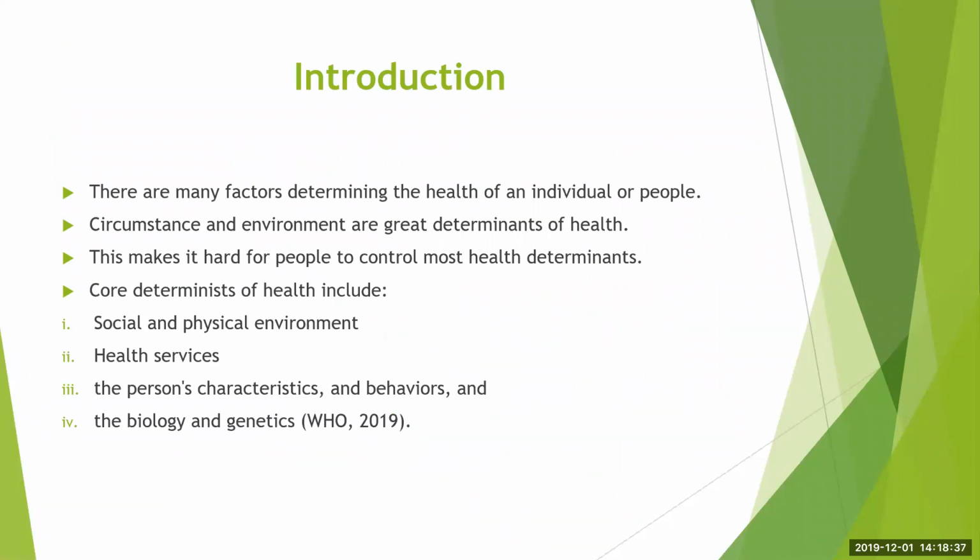Introduction. There are many factors determining the health of an individual or people. Circumstances and environment are great determinants of health. This makes it hard for people to control most health determinants. Co-determinants of health include social and physical environment, health services, the person's characteristics and behavior, and biological and genetics.